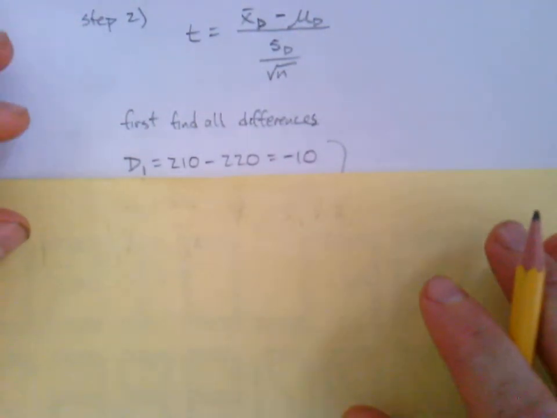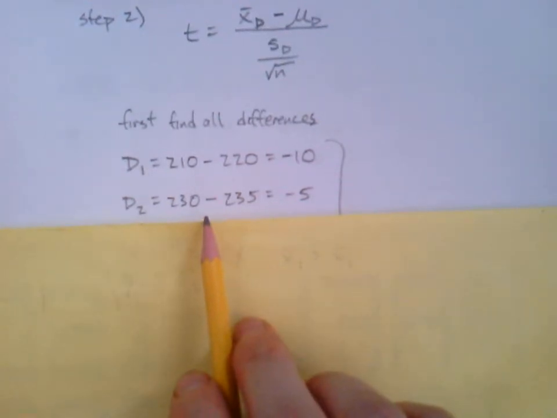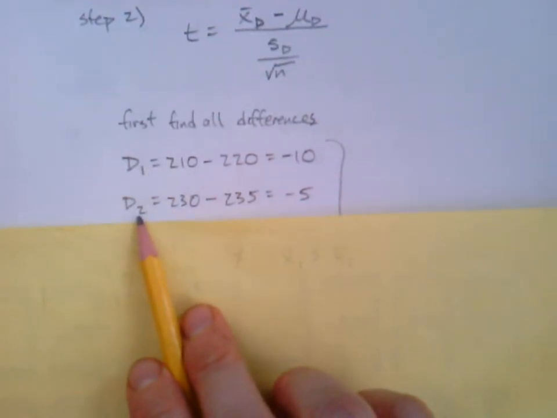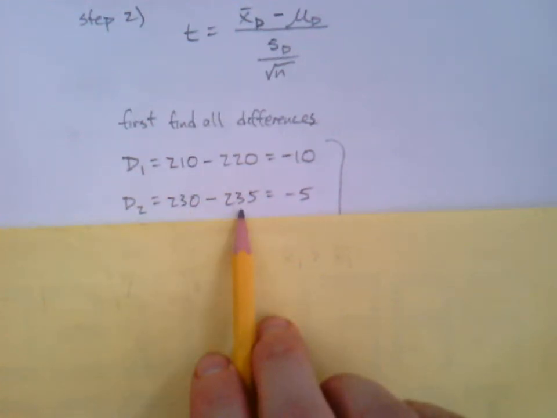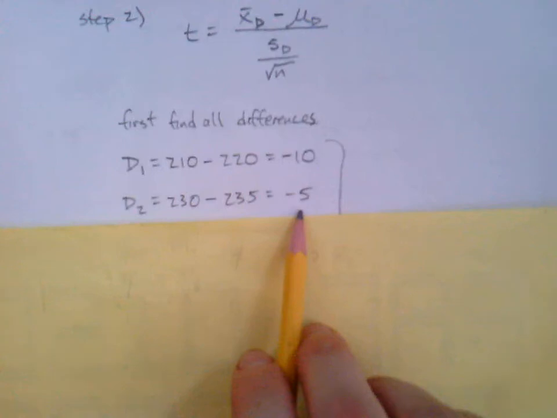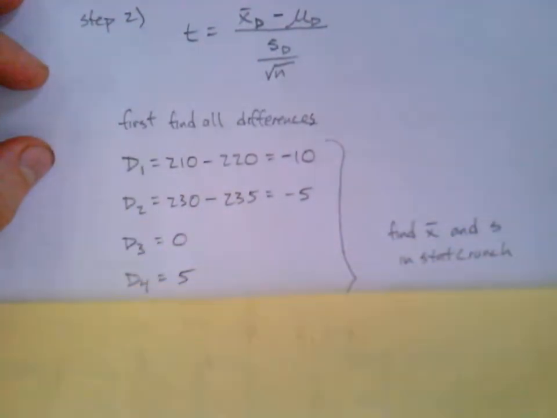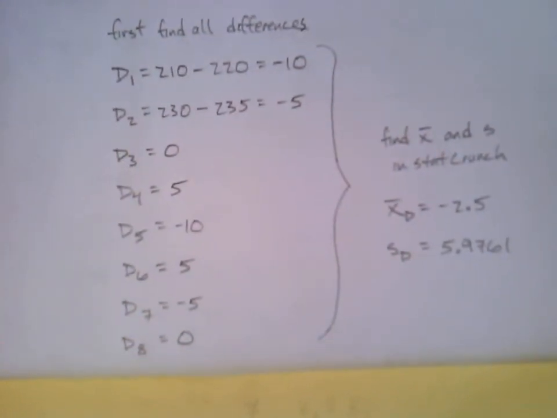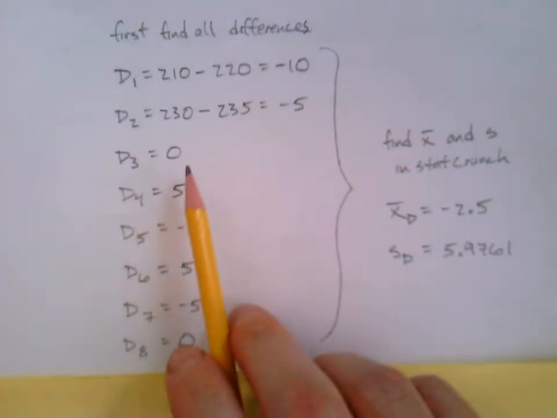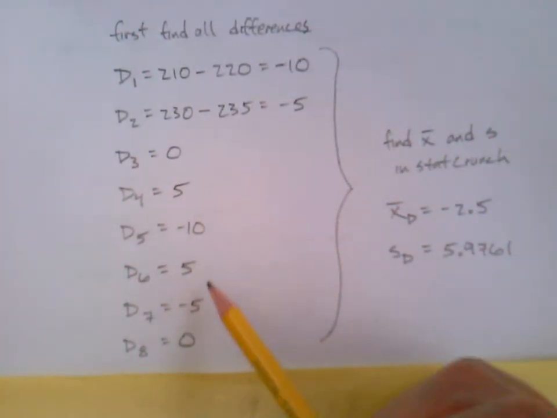We're going to do this for all 8 athletes. So then the next one, the difference for athlete number 2, 230 minus 235 equals negative 5. Okay, once we do it for all 8 of them, let me put all this up here. I'm just going through each of the 5 and finding all these differences, okay?